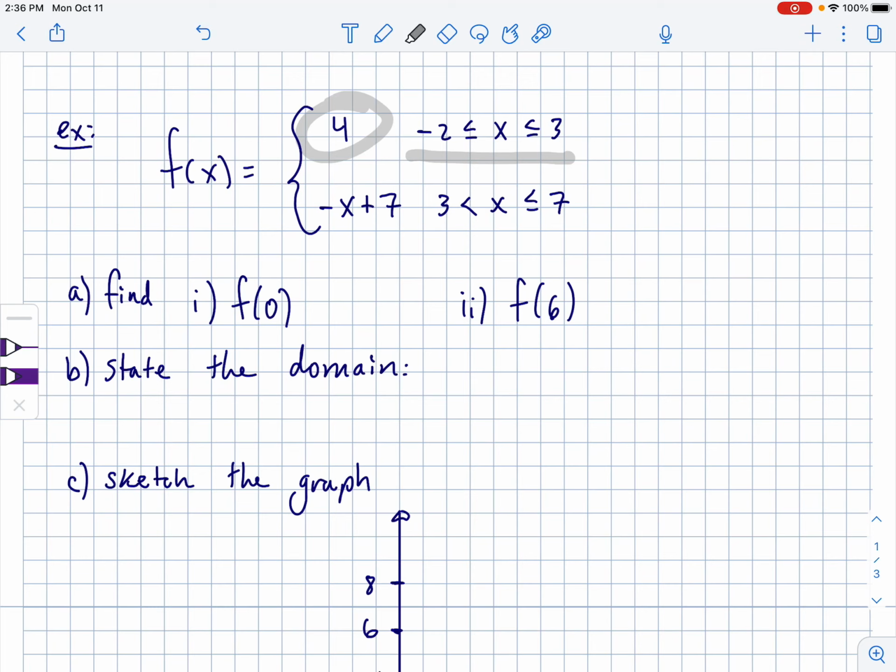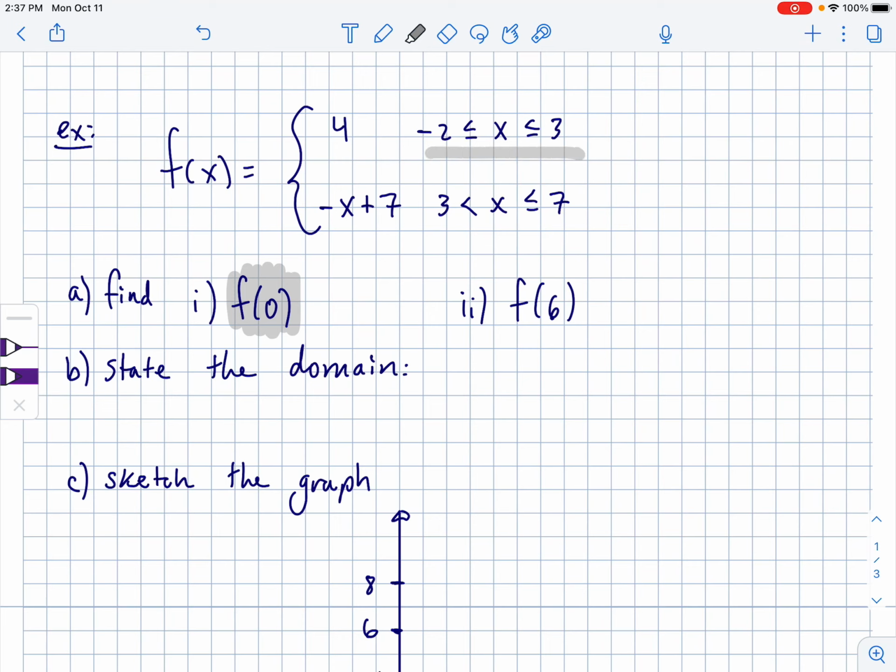So let's look at this example. This is two functions that are stitched together. From negative 2 to 3, the function is 4. Now that's slightly confusing because that just means every output is 4 no matter what the input. Then the second part of the function is that between 3 and 7, it follows this form, negative x plus 7. So that has a slope of negative 1 and a y-intercept of 7.